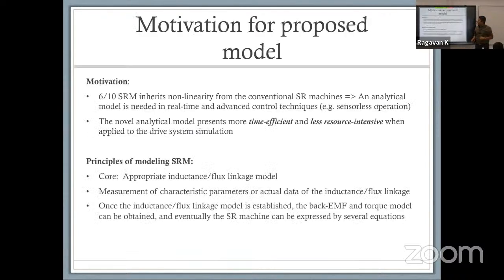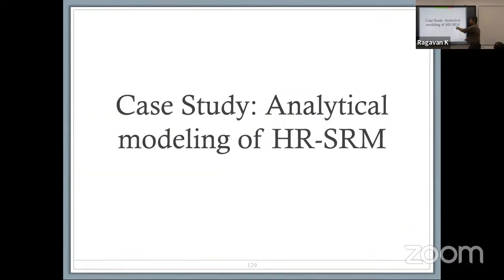This one is basically for incorporating the fact that we are talking about a nonlinear model. It is specific to an HRSRM model because what you will notice is that in the HRSRM model, the inductance profile is a little flatter. When something is a little flat, that means you have less resolution, so you might need more degrees of calculation.